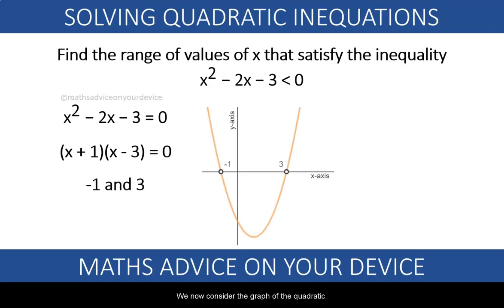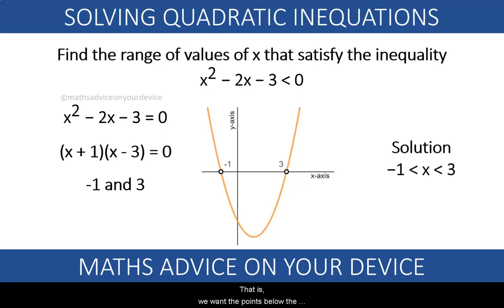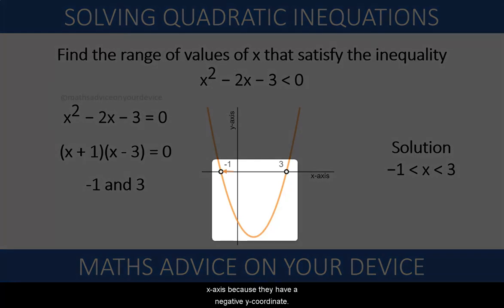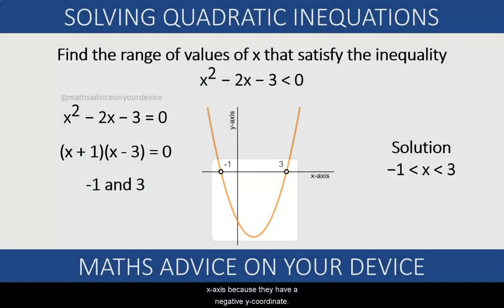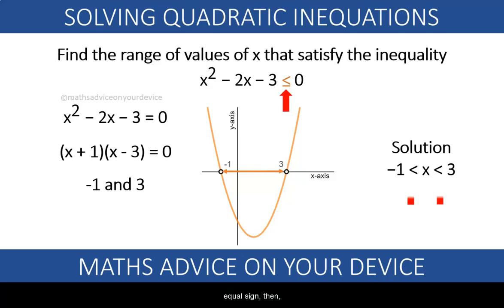We now consider the graph of the quadratic. We want to find the values of x that make this less than 0. That is, we want the points below the x-axis because they have a negative y-coordinate. The solution is the range of values of x between minus 1 and 3, not including them. If the question had a less or equal sign, then yes, we should include those 2 points.